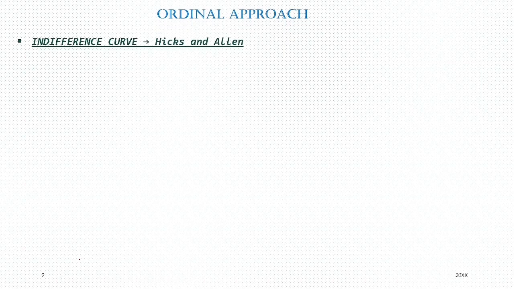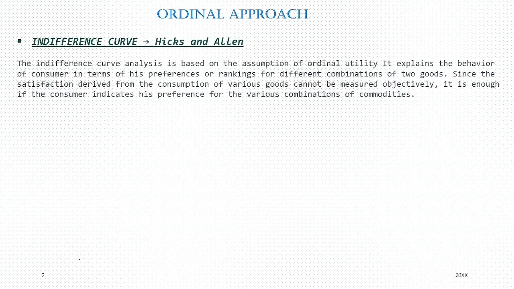So now we are done with the cardinal approach. Now let's look at the ordinal approach. The first topic that we have to study is the indifference curve. The indifference curve was given by Hicks and Allen. So remember this, Hicks and Allen gave the indifference curve. I hope you remember what the ordinal approach is. The ordinal approach is ranking commodities on the basis of satisfaction derived. It is not giving a measure to the utility; rather it is ranking the goods.